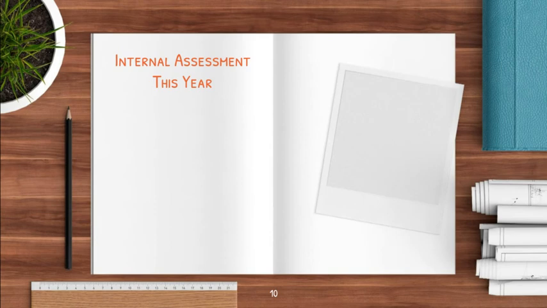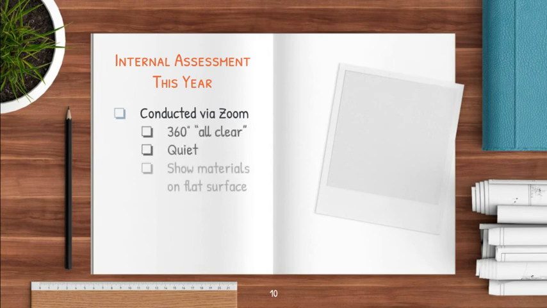Okay, and so now the important part. What will things look like this year for our IA? I had already mentioned during our first class that it'll be conducted via Zoom. We'll be doing it online. And there are 3 things to keep in mind about that as we do that on Zoom rather than doing it live. You'll need to do a 360-degree all clear.